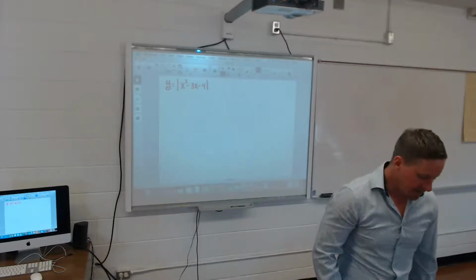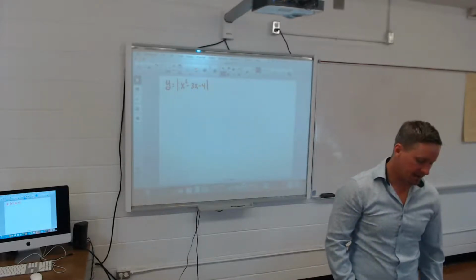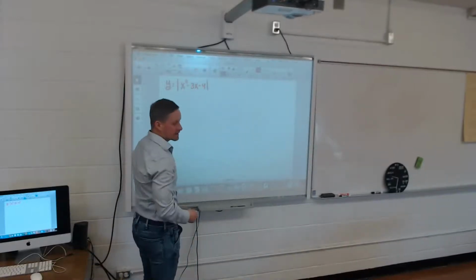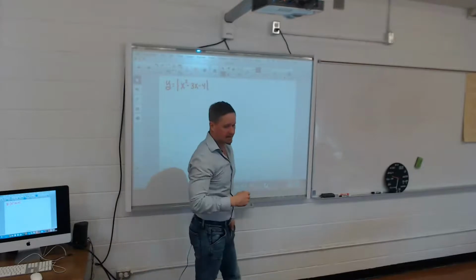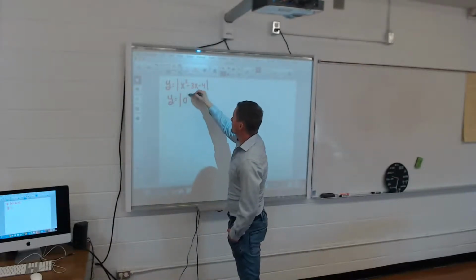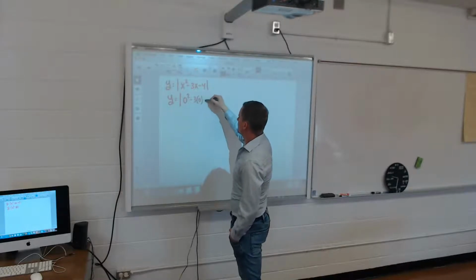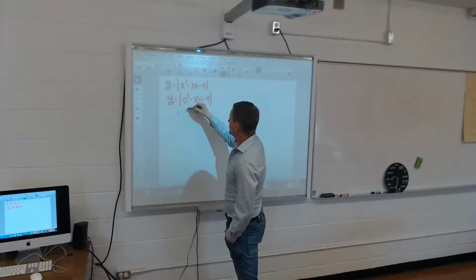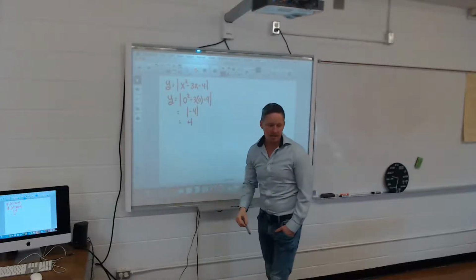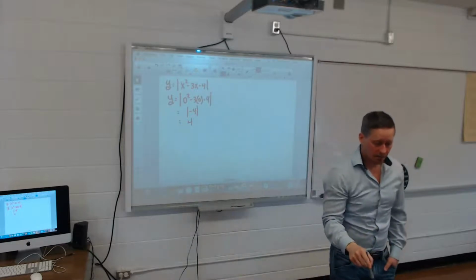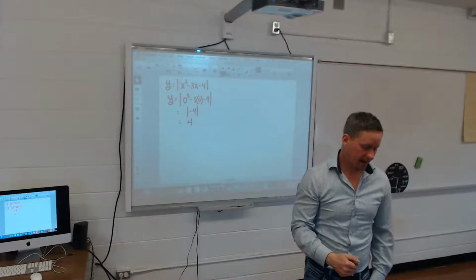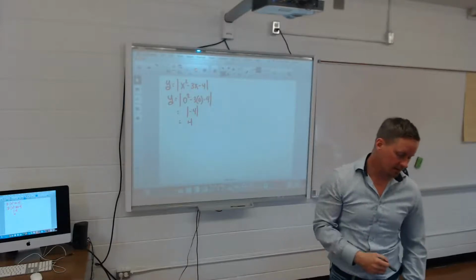So, in part A, it says determine the y-intercept. To get the y-intercept, I substitute 0 in for x. Y equals 0 squared minus 3 times 0, subtract 4. Absolute value of -4. My y-intercept is 4. So we'll go through all of this and then look at it after, and we'll see if it all makes sense.